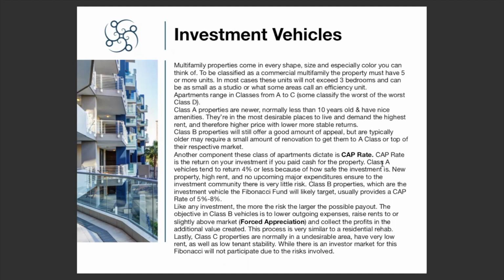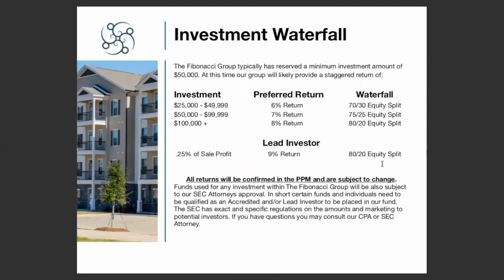And then here I go into cap rates, which I went into a little bit in depth before, but basically cap rate is the return on your investment if you paid cash for the property. This gives an understanding of what a waterfall return and what a typical return may look like. Usually when you are investing in multifamilies, because the purchase price is so high, the minimum usually falls between 50,000 and 100,000.